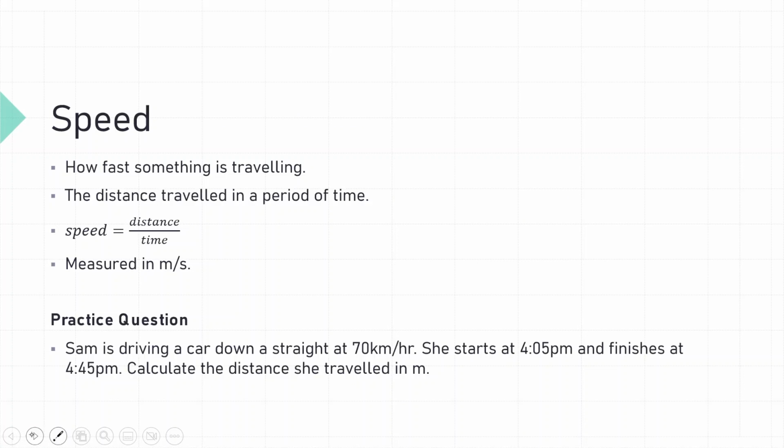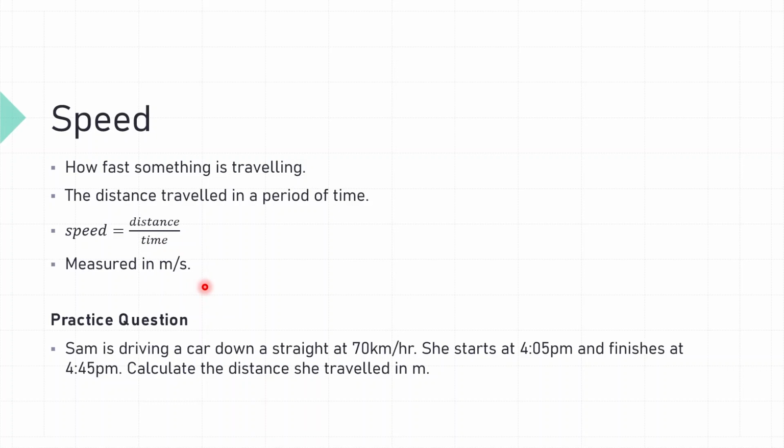Basic definition, a colloquial way of saying it is how fast something is traveling. A little bit more of a sophisticated definition, we can start using some more physicsy terms in there. Really, we could just say it's the distance traveled in a period of time. Or even more accurately, the distance traveled per period of time. We'll see that speed is calculated as distance divided by time, and we measure this in meters per second. Hopefully this is all a little bit familiar to you.